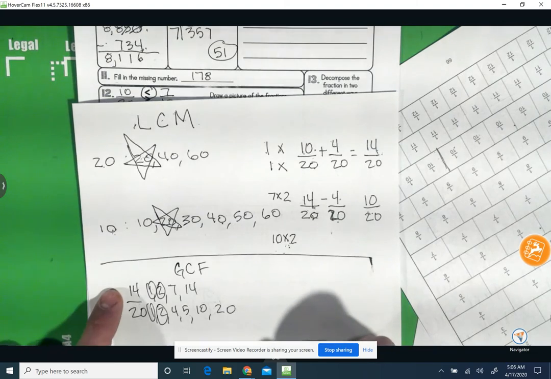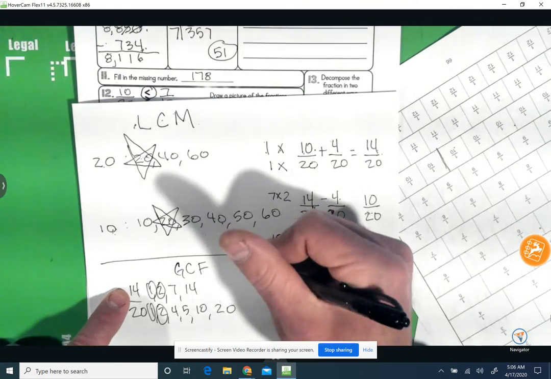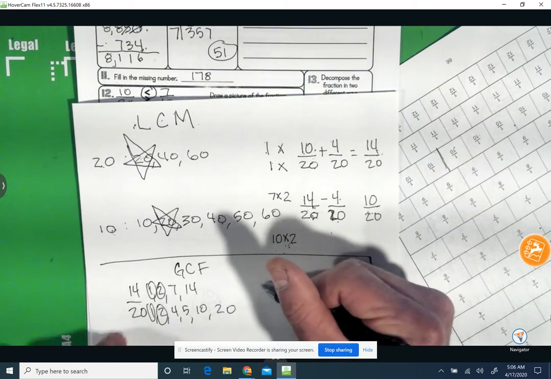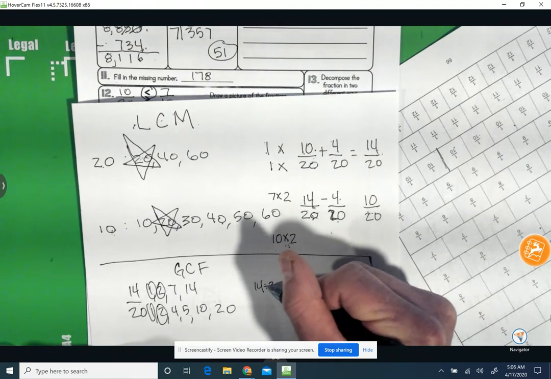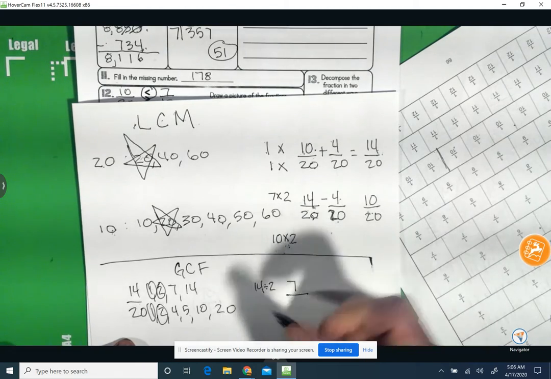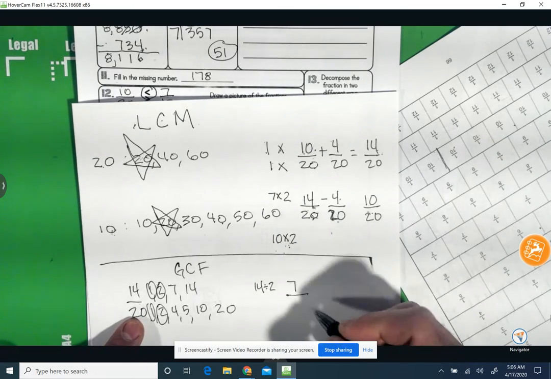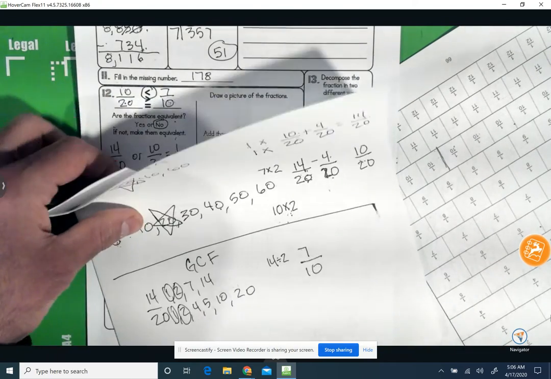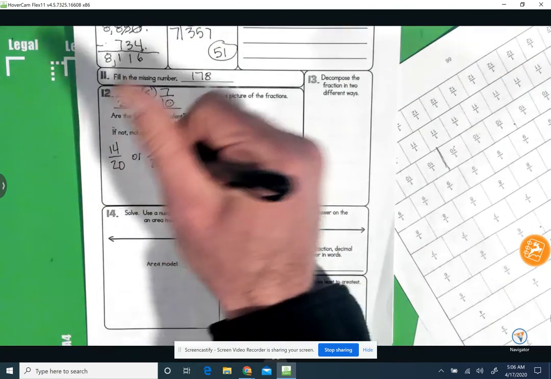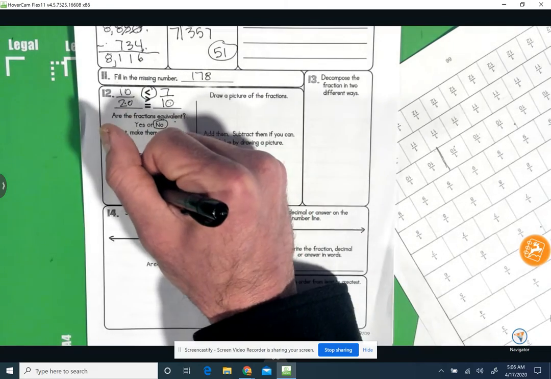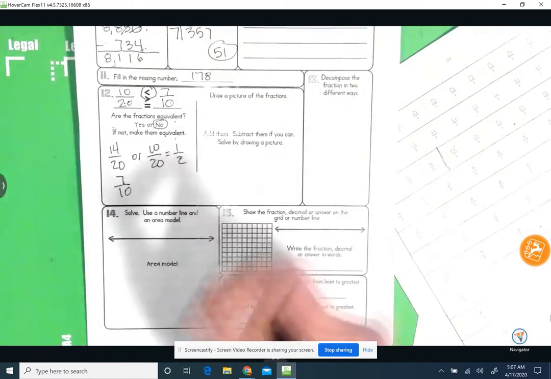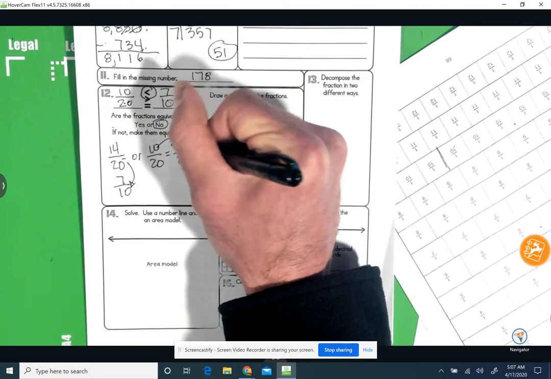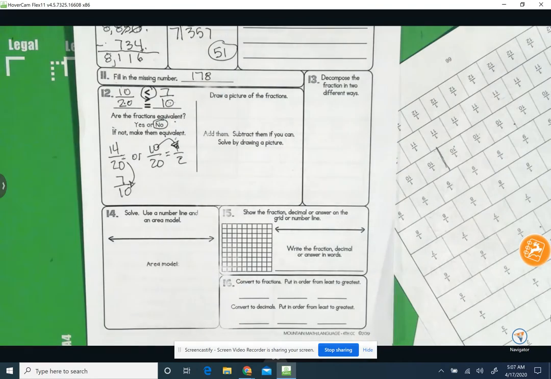So we can now divide 14/20ths by 2. 14 divided by 2 gives us 7. And 20 divided by 2 gives us 10. So our final answer here in simplest form of 14/20ths would be 7/10. Okay? Simplest form. 1/2 is the simplest form of 10/20ths.